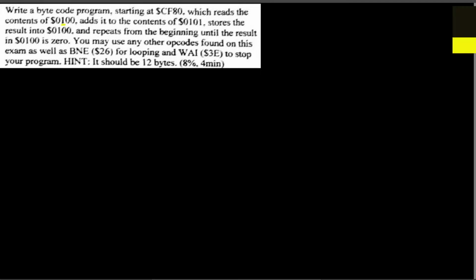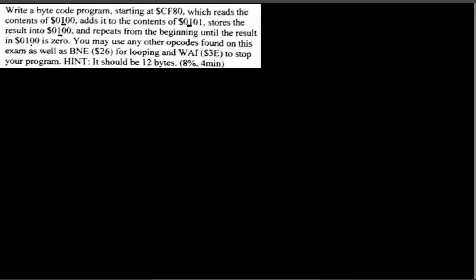So initially read this one and then add this one, then we have to add an accumulator and then store this one. We have to store accumulator, and it repeats from the beginning until the result in this one is 0. So we had to use BNE. BNE is basically branch if not equal to 0, it's going to keep on going back until it becomes 0. It only exits after it becomes 0.